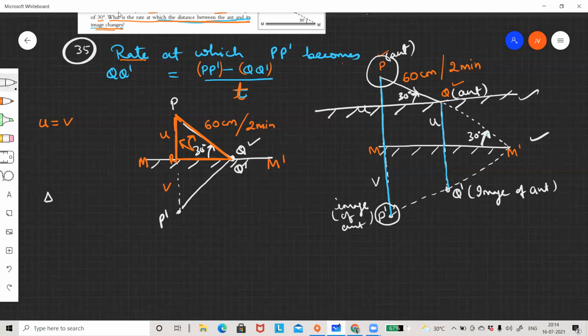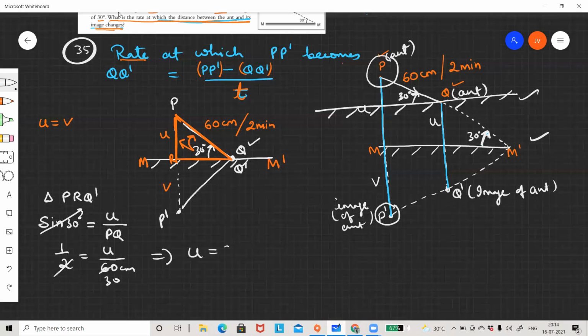So in triangle PRQ prime, we will take sine 30 because sine of an acute angle is the opposite to hypotenuse. Hypotenuse is PQ. Sine 30 is 1 by 2. U is our requirement, meaning object distance, and PQ is 60 centimeter. Then we will get object distance as 30 centimeter. And since object distance is equal to image distance, both of them should be 30 centimeter.